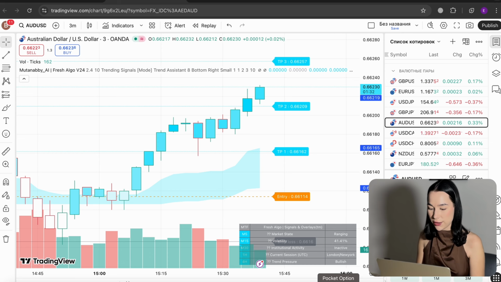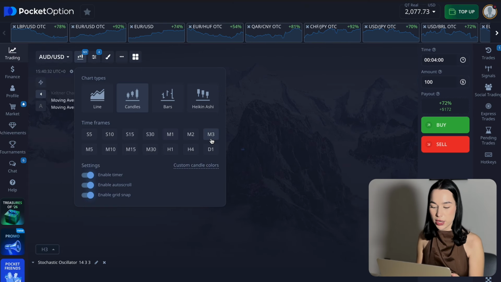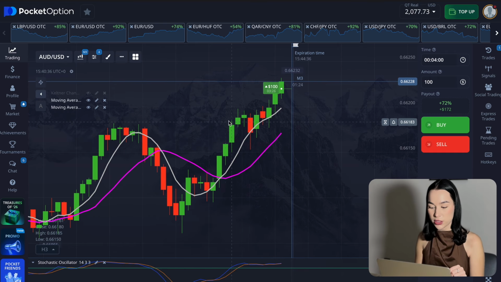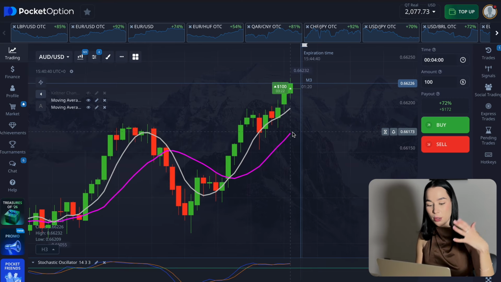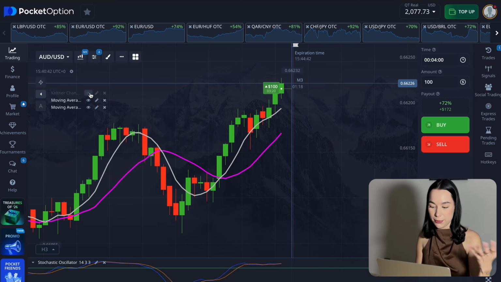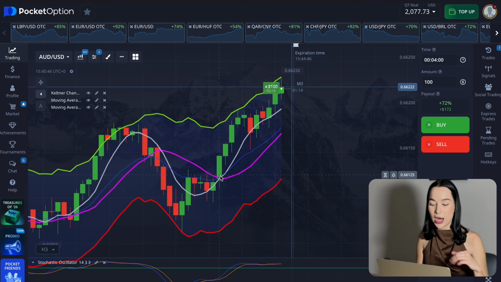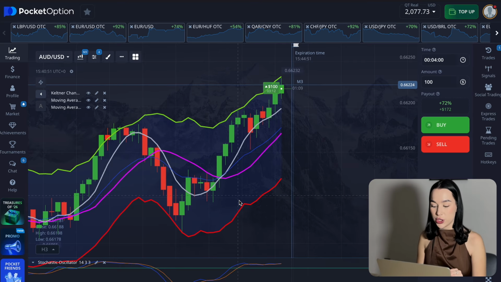We're gonna change the time frame here, by the way, to M3 because that's how we have it on TradingView. And here I also have one of the strategies that I showed you before, 2 moving averages and also the Keltner Channel. We can see that our price still hasn't crossed the top line of the Keltner Channel, showing that it's gonna be a continuation of the upward trend. The 2 moving average lines are crossing each other, going up in the same direction. The price is also above the 2 moving averages, so it's pretty good.